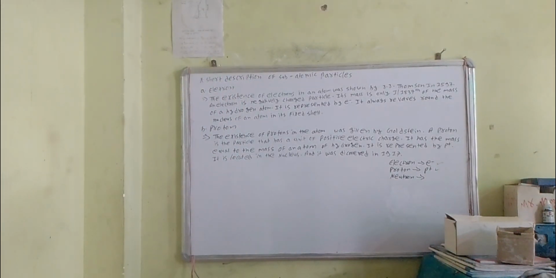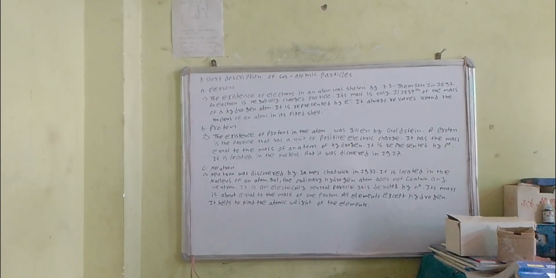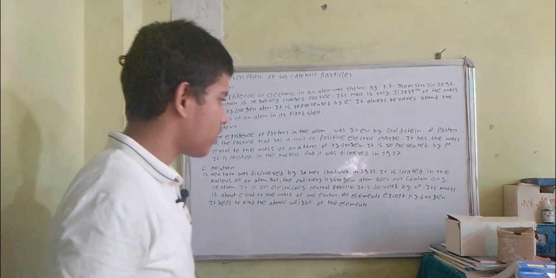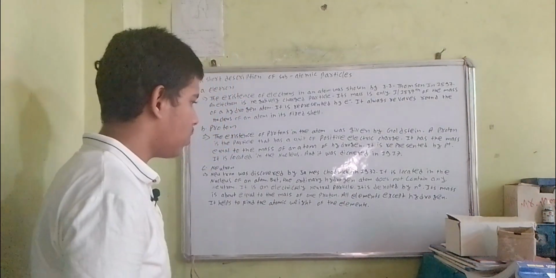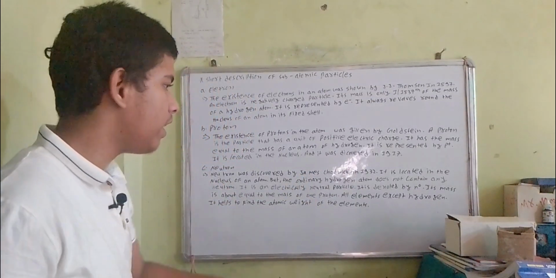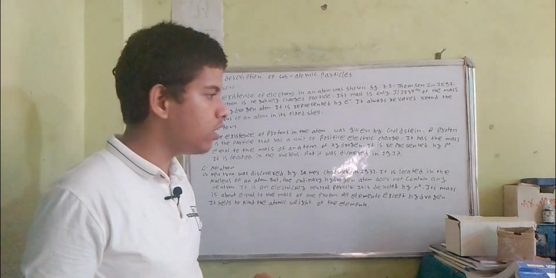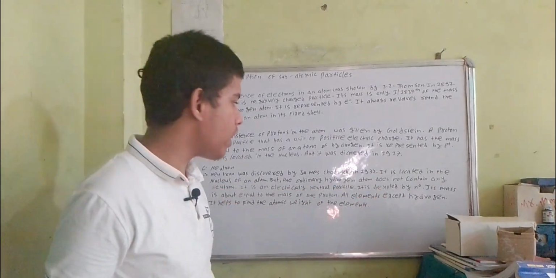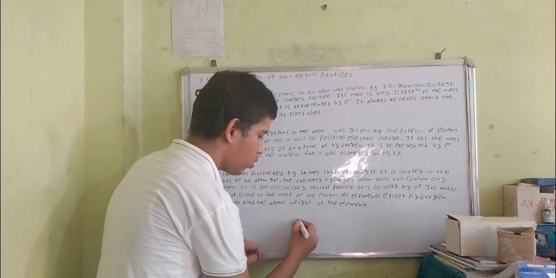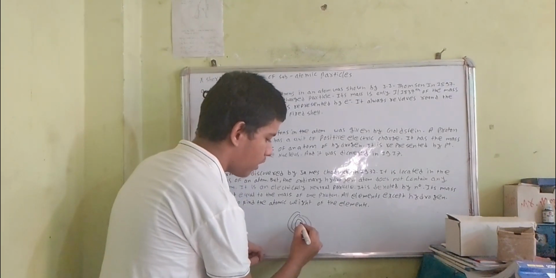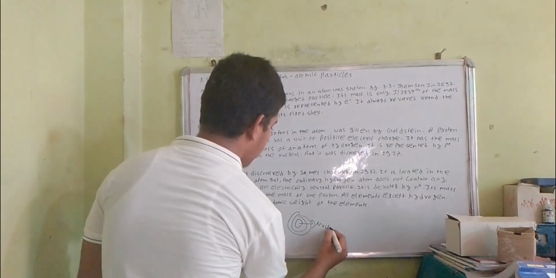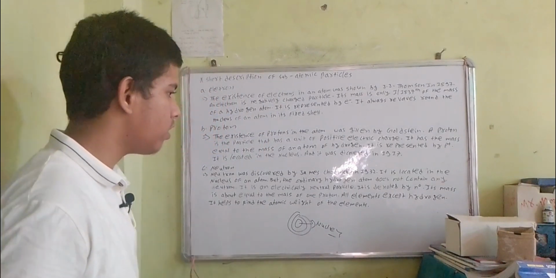Okay, so this is neutron. Neutron was discovered by James Chadwick in 1932. So this is the name of the scientist, James Chadwick, who discovered the neutron in which year? 1932. It is located in the nucleus of an atom. So as you guys already know, neutrons are located in the nucleus of an atom.